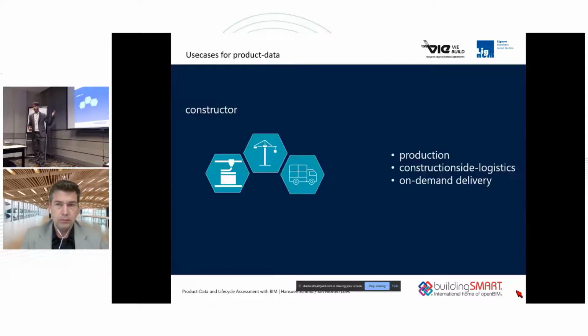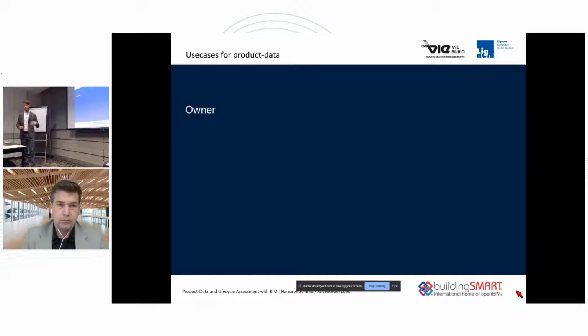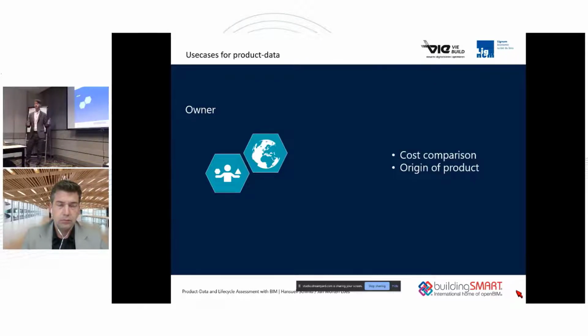And on-demand delivery, I could derive from the model product information for which phase and at what time I need to deliver a specific product. The owner, of course, might be interested in cost comparison. When I change a specific product or exchange it with another one, how does the overall cost of the lifetime change? Where does the product come from? Was child labor involved? Who knows?